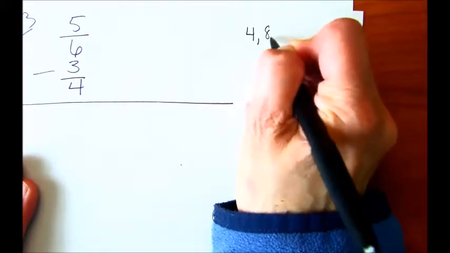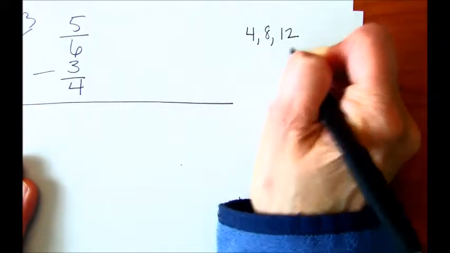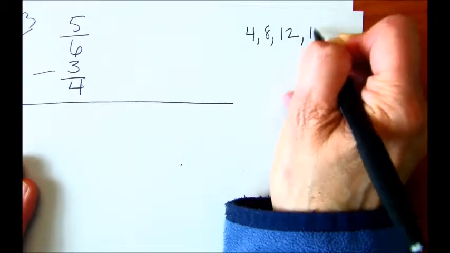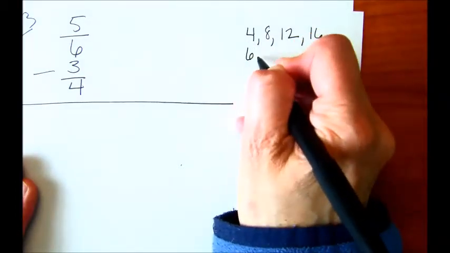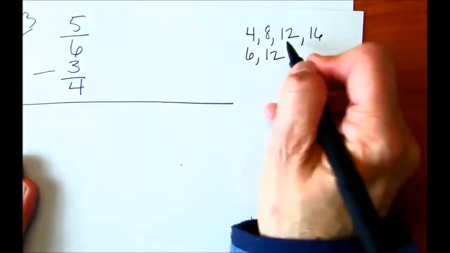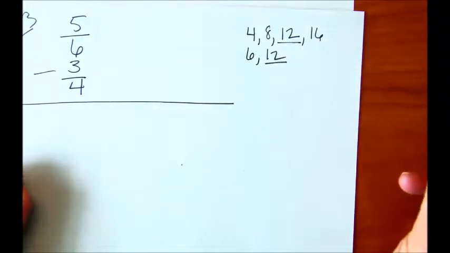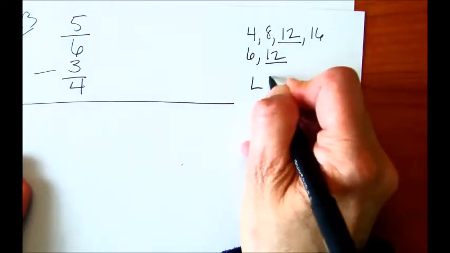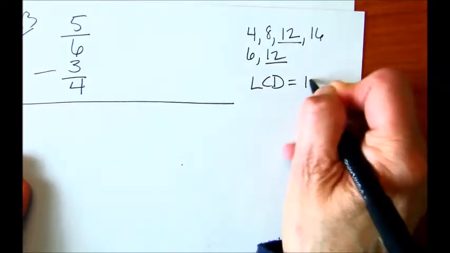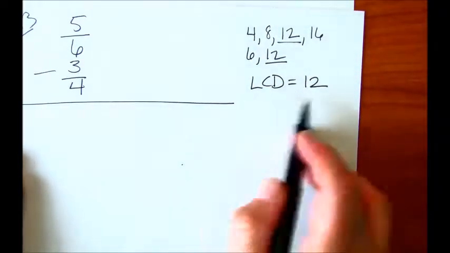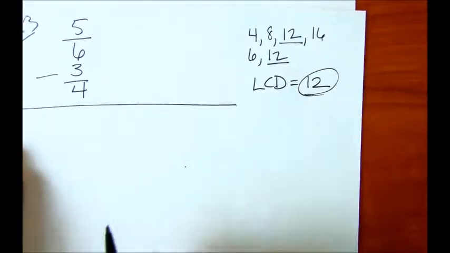Now 4 does not go into 6, so I need to think of some multiples. 4, 8, 12, 16, and let me try some 6's. 6, 12, you know, I don't need to go any further. 12 is going to be my least common denominator. So that's going to be my new denominator.